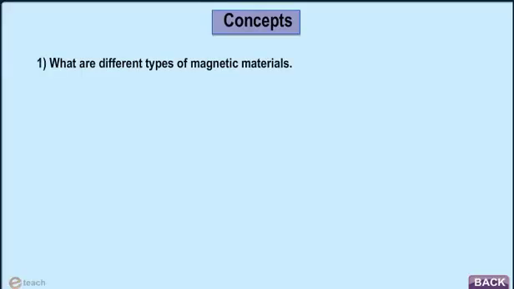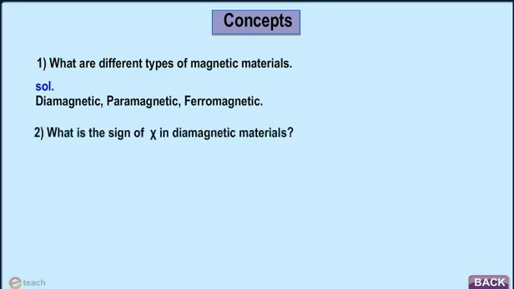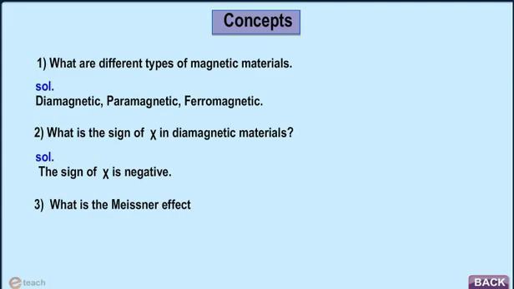Concepts. Number 1. What are different types of magnetic materials? Solution: diamagnetic, paramagnetic, and ferromagnetic. Number 2. What is the sign of susceptibility of diamagnetic materials? Solution: it is negative.